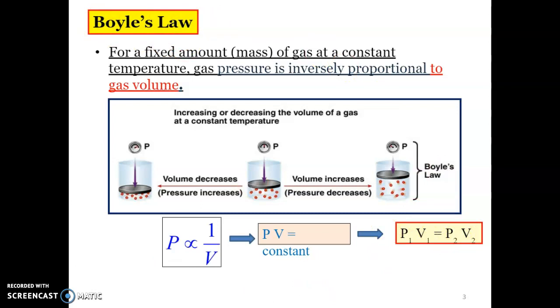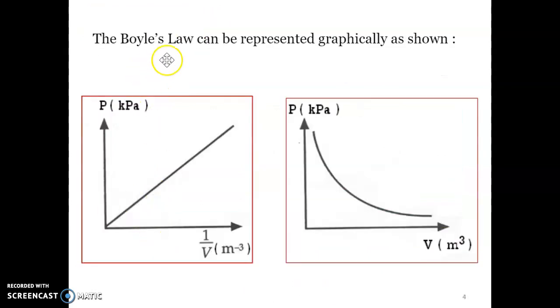Okay, so this is the graph of Boyle's law. If we plot the graph of pressure versus 1 over V, we're going to have a straight line graph. And if we want to plot the graph of pressure against volume, it's going to be an inversely proportional curve. Okay, it is decreasing exponentially.